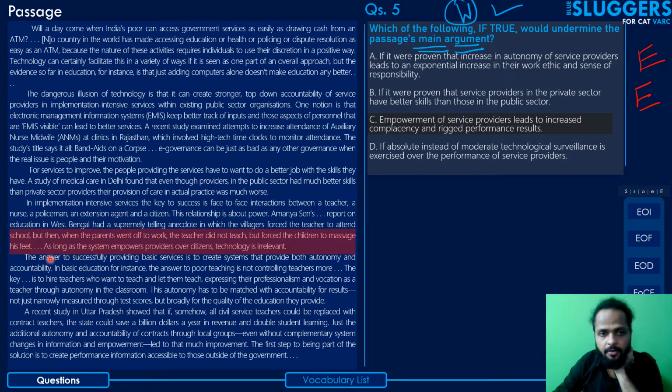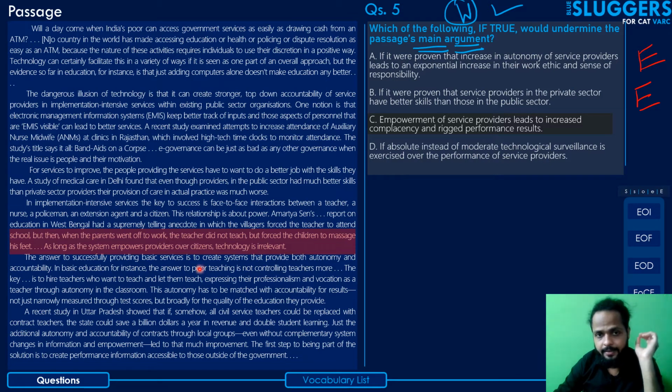Where the author has said that as long as the system empowers providers over citizens, technology is irrelevant. Like, it's not going to help. So empowering providers over citizens is going to be detrimental, right? That's what the author meant. And this option says that empowerment of service providers leads to increased complacency and rigged performance results. And hence many students might have found this option to be completely in line with the passage and might have eliminated it.